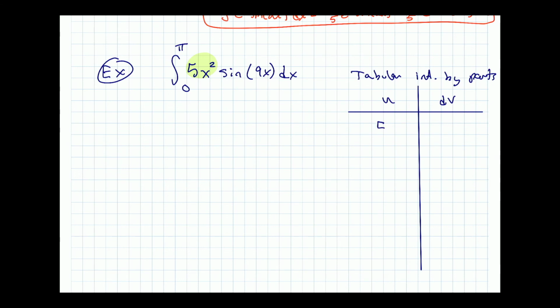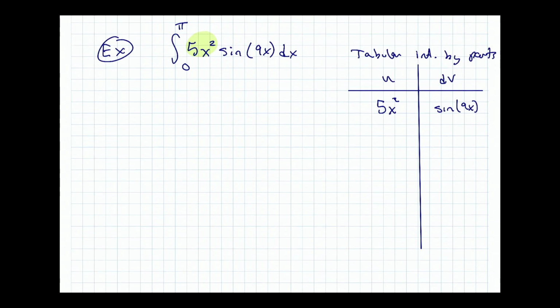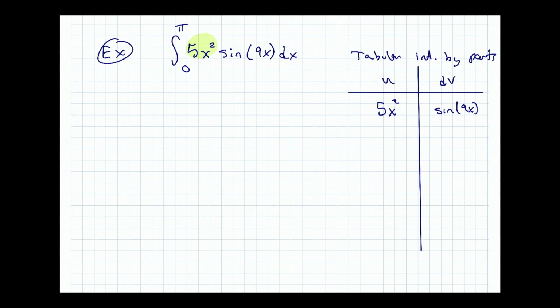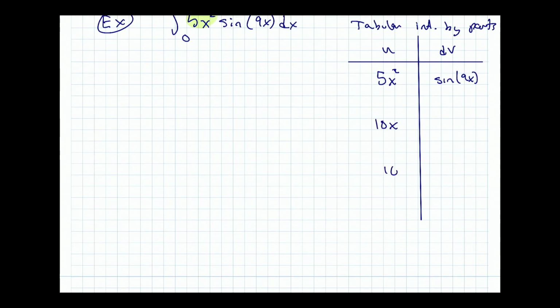So pick your u that way, and then pick your dv. Oh man, sine 9x. Okay, it is what it is. So take some derivatives. The derivative of 5x squared is 10x. The derivative of 10x is 10. And the derivative of 10 is 0. Now, those are derivatives. In the other column, you're doing antiderivatives.